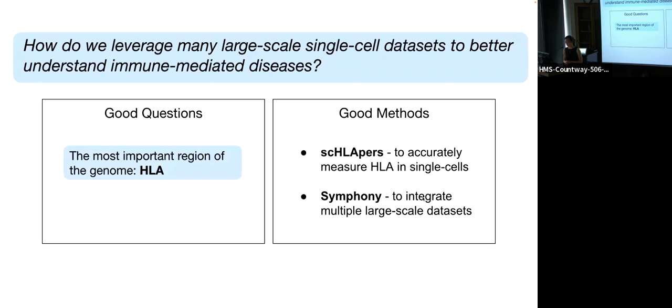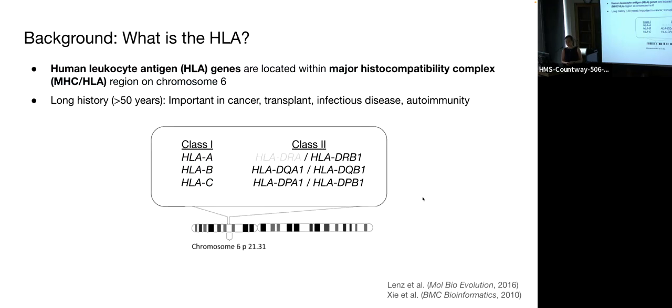Okay, so I'll first start by motivating why the HLA region is so important to study. As some background, the HLA genes are a set of genes that are located within the major histocompatibility complex of the genome, also called the MHC, or HLA, and it's on chromosome 6. It has a very long history of being studied because it's important in many areas of medicine, like cancer, transplantation, infectious diseases, and autoimmunity. The classical HLA genes are broken down into class 1 genes and class 2 genes, where the class 1 genes are HLA A, B, and C, and the class 2 genes code for the molecules HLA-DR, DQ, and DP.